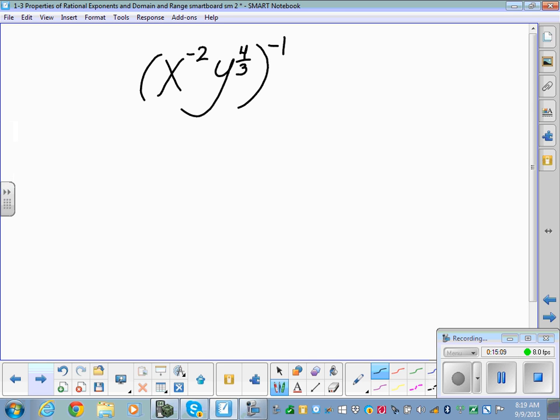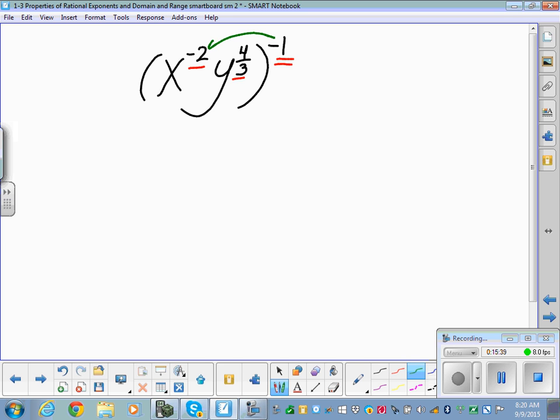So we have x to the negative 1, x to the negative 2, y to the 4/3, all raised to the negative 1 power. Once again, x to the negative 2, y to the 4/3, all raised to the negative 1 power. So let's sing our song. When you multiply, you add. When you divide, then you subtract. Raise a power to a power, and you multiply. Okay, so with this one, we're going to be raising a power to a power, a power to a power. So we're going to multiply those powers.